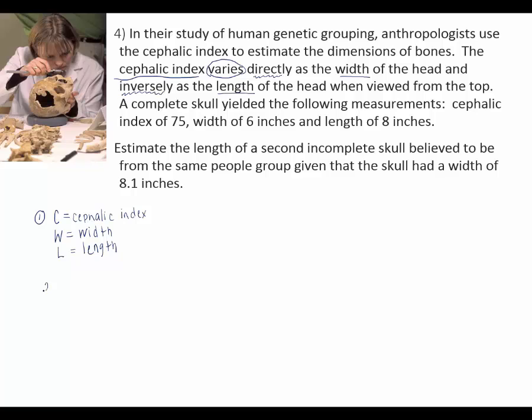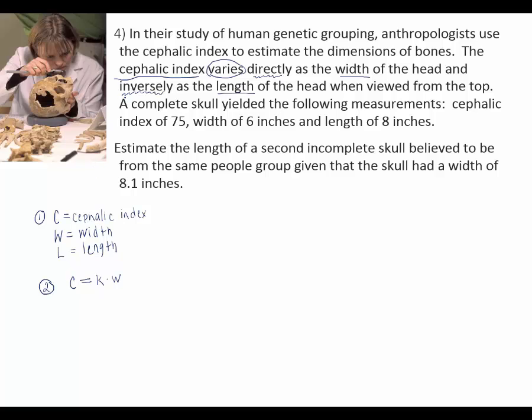Now I want to put these variables together in an equation called a model. So the subject of my sentence, cephalic index, the verb is varies, which is the equal sign, and K always follows the equal sign. After that, I see my relationship word of directly in reference to the width. So I'm going to multiply the K times the W.